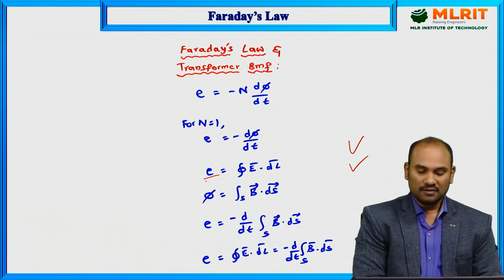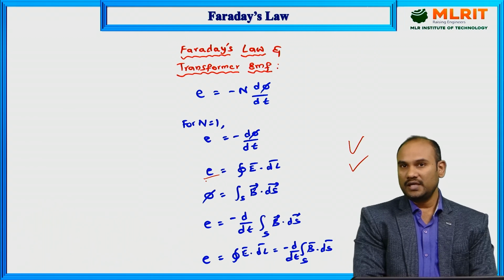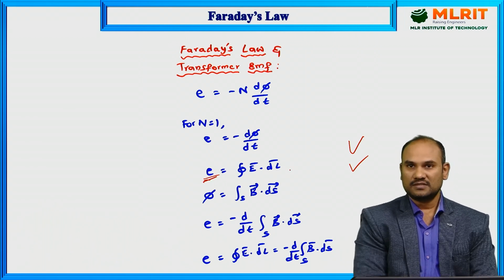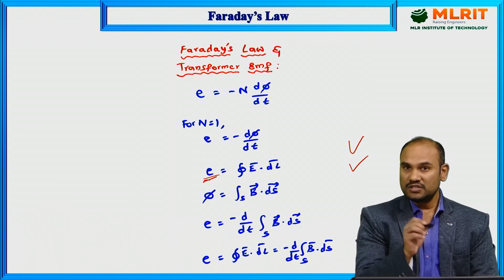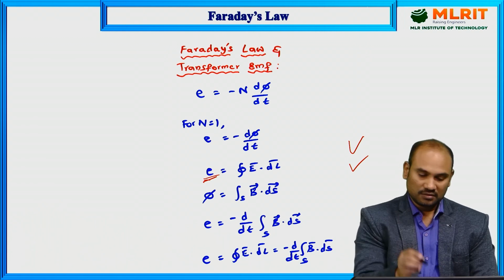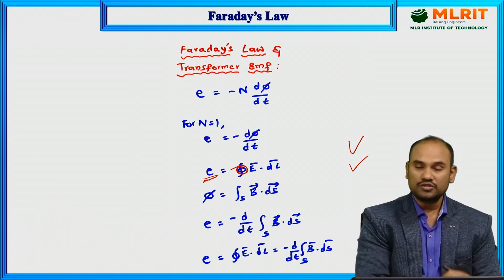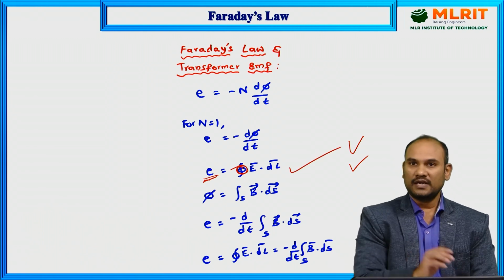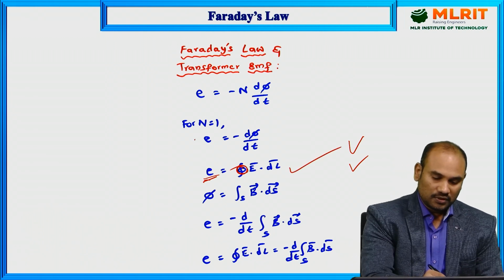So in the first unit we have written V equal to integral E dot dl. Here I am writing E equal to integral E dot dl. That's the only difference. And the EMF is induced in a closed conductor, in a closed path, so that's why I am using the closed contour symbol. Keep this aside. This is one relation. Now, this is about E.